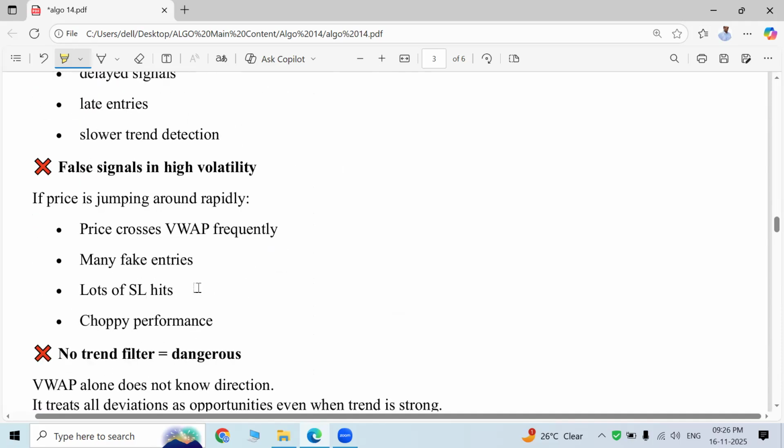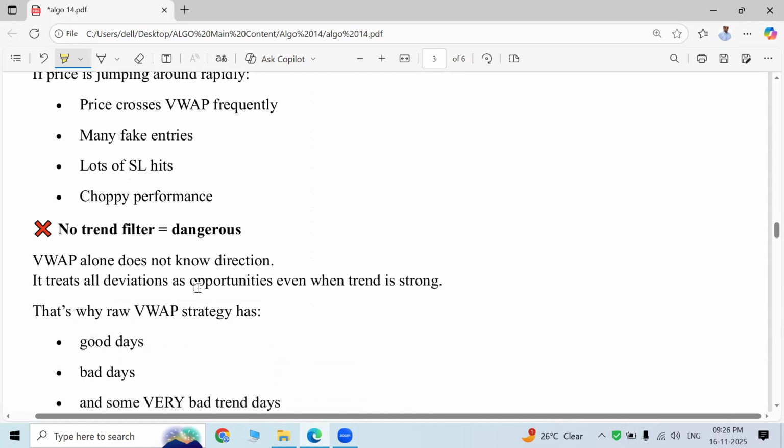Okay, now coming to VWAP, there are two more problems. The first is that false signals might come in a volatile environment, and the second problem is that having no trend filter is very dangerous. On a bad day, if the market is trending upside or downside continuously, then the VWAP strategy fails.